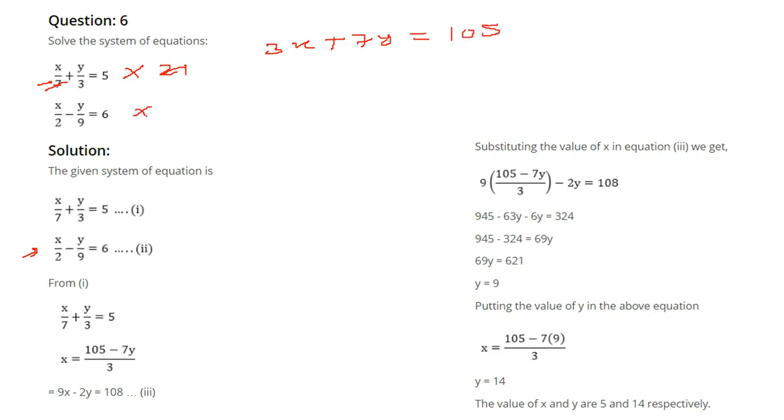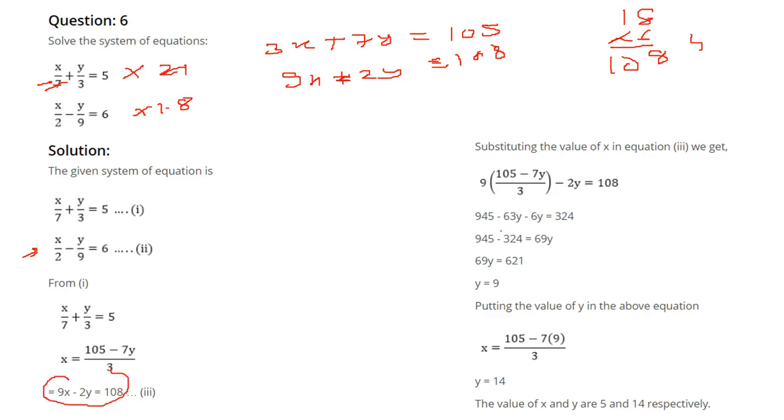So multiply this by 18. 2 9s are 18, so you get 9x. And this 9 to the 18, so you get minus 2y. And this is 6 into 18. So 18 into 6, 6 8s are 48, 6 1s are 6, 108. Now 9x minus 2y equal to 108. So this is our first equation. This is our second equation which we got just now.